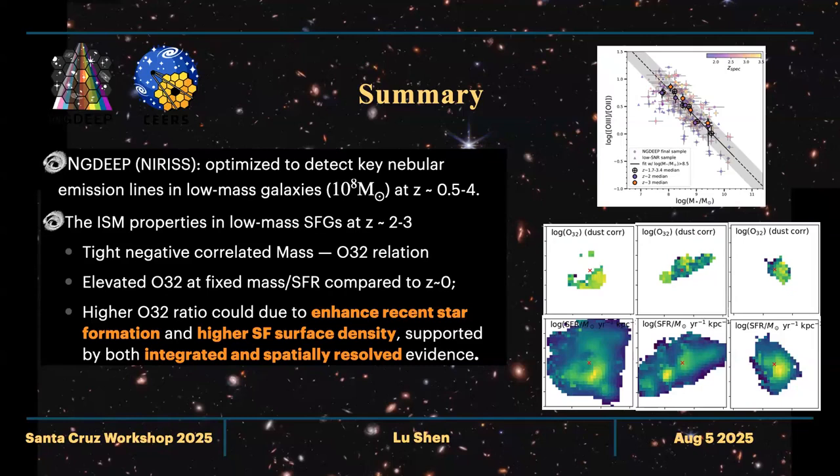And we see an elevated O32 ratio at fixed stellar mass and star formation rate compared to redshift 0 galaxies. We think this higher O32 ratio is due to the enhanced recent star formation and the higher star formation surface density. And this is seen in both the integrated and spatial results.